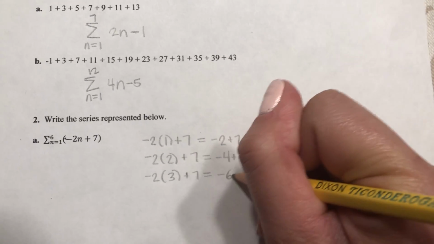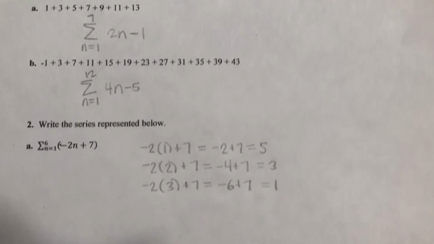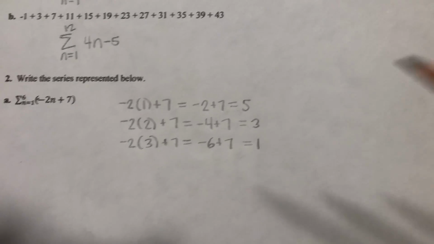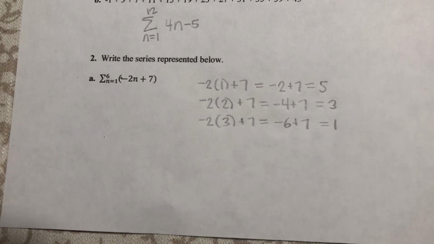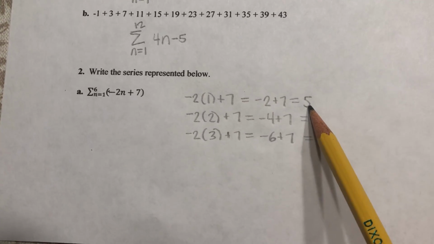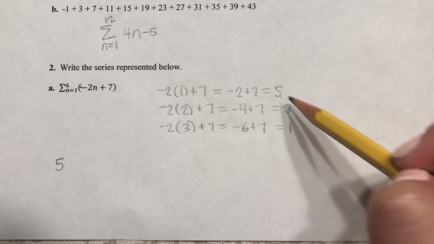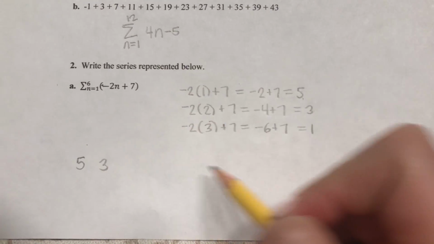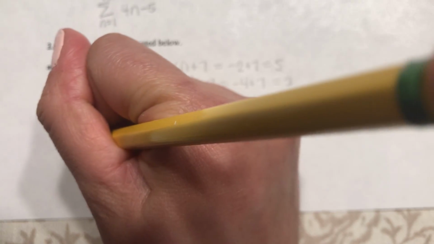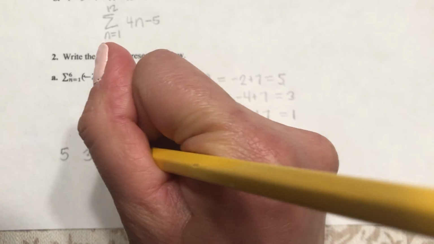So that'd be -6 plus 7, which is 1. And then you can plug in 4, 5, and 6 for your 4th, 5th, and 6th term. Another way to look at it is, well, if 5 is my first term and my next is 3, I know that my pattern is subtracting 2. So you can kind of just continue the list by subtracting 2. So 3 minus 2 is the one that we got as the third term.